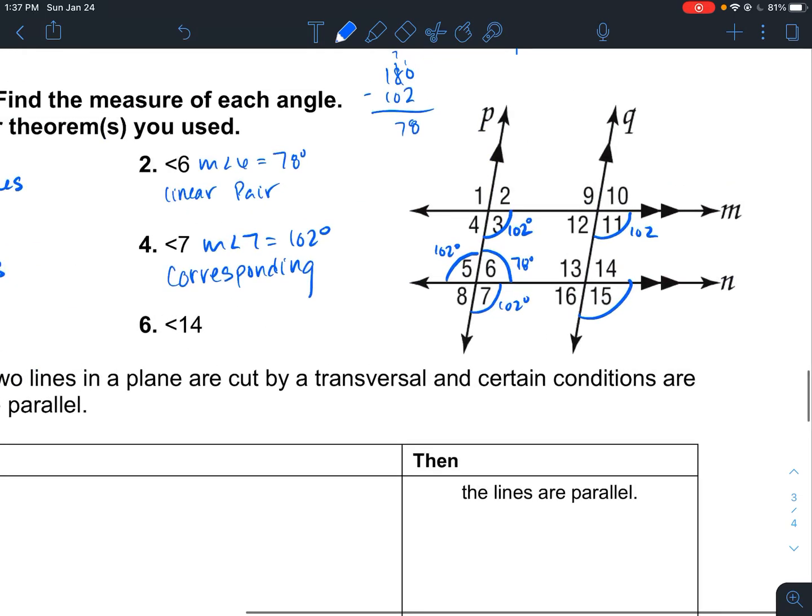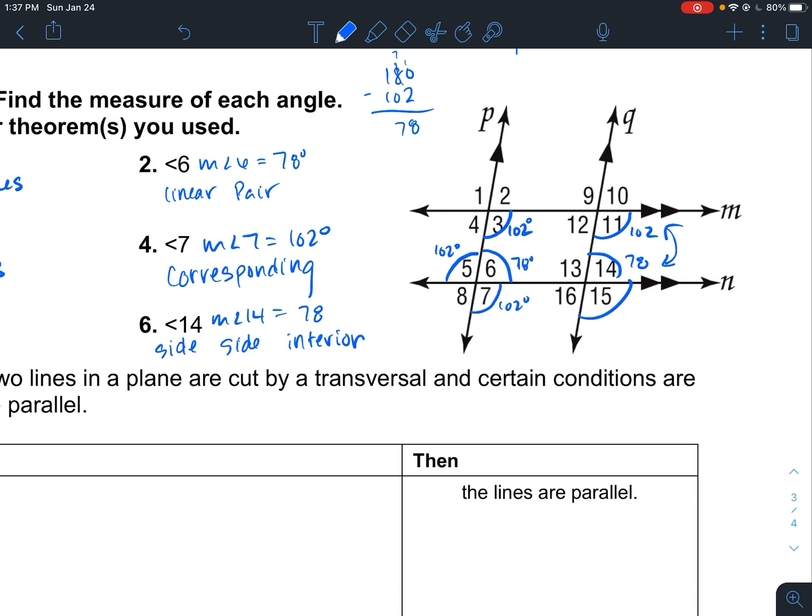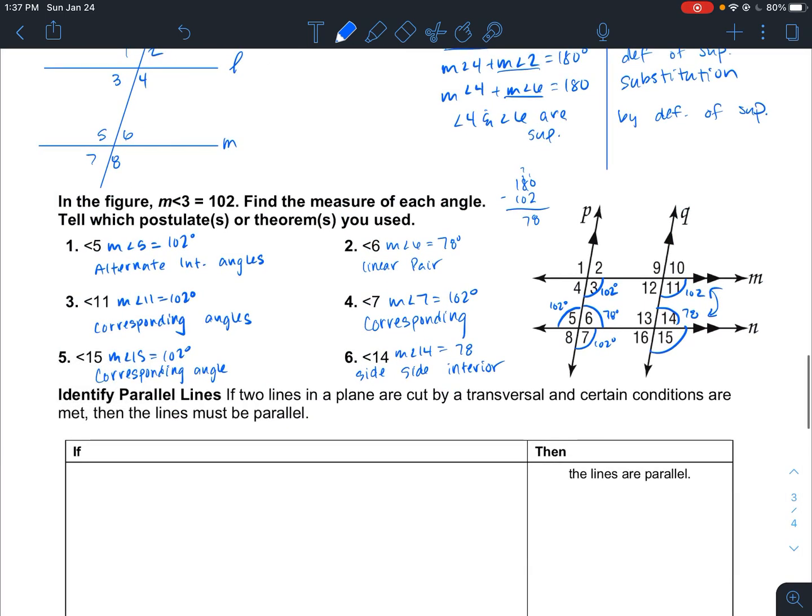Measure of angle 14. I'm going to say that this is 78 degrees because these are same side interior angles. So measure of angle 14 is equal to 78, and I know that the supplementary angle to 102 is 78. So same side interior angles are supplementary. Okay, really not too bad, right?